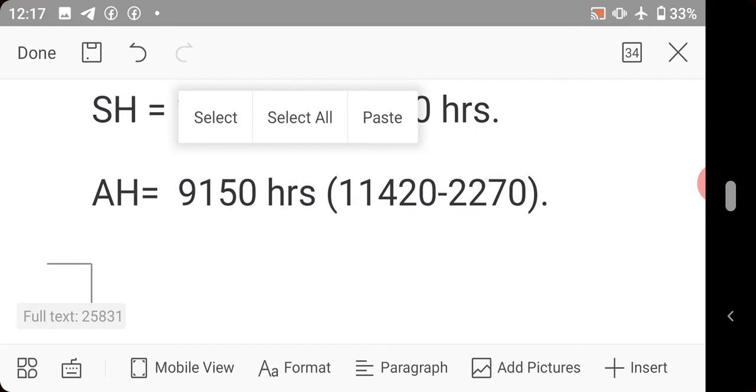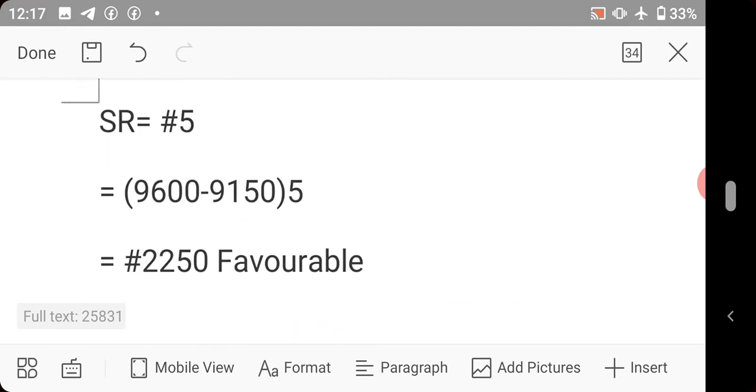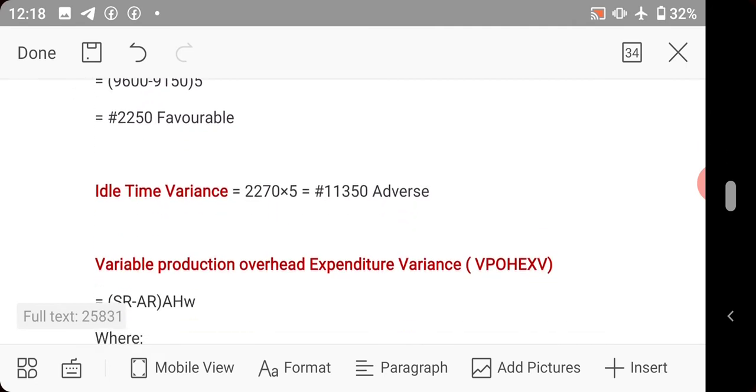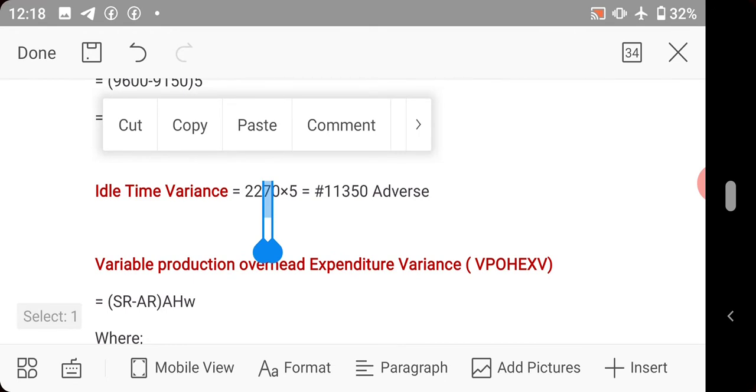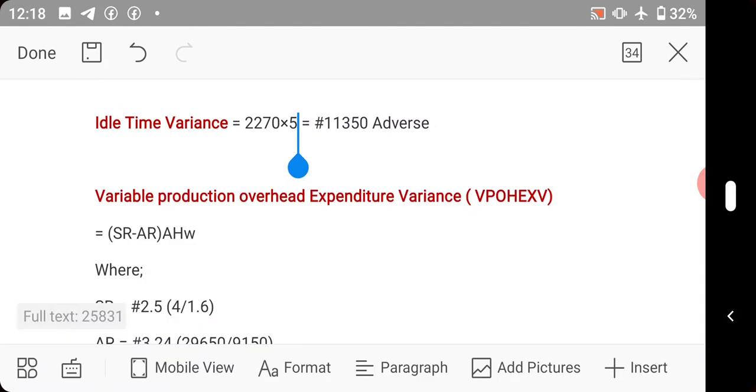So the number of hours that the worker spent doing nothing, that is idle, is removed. So that is why we deducted this. So you now come down and substitute. You have 9,600 minus this times 5 will give you 2,250, and is favorable. So since there is idle time, it is important that you compute idle time by multiplying the idle time by the standard rate, which is 2,270 times 5 will give you 11,350 adverse, because idle time is usually adverse.